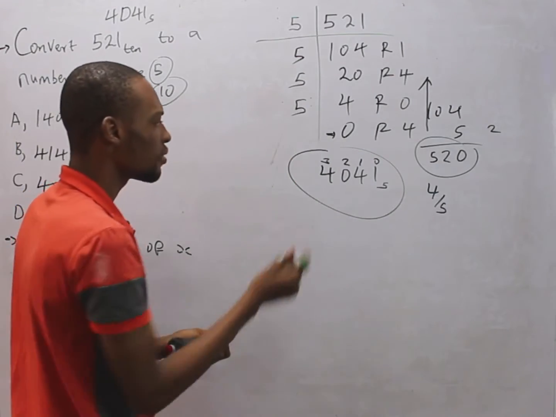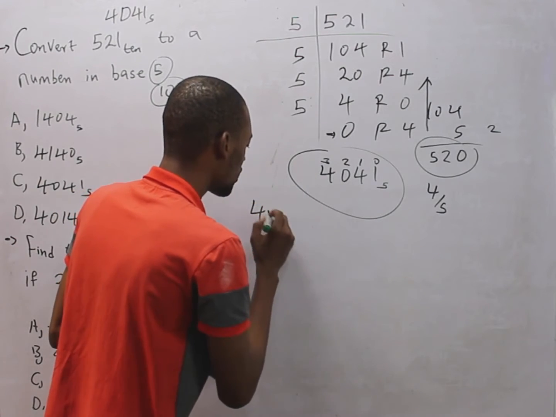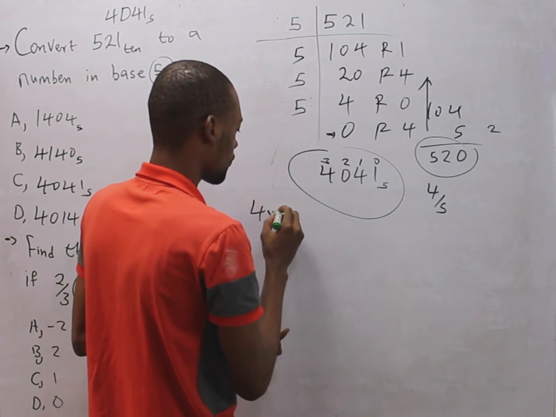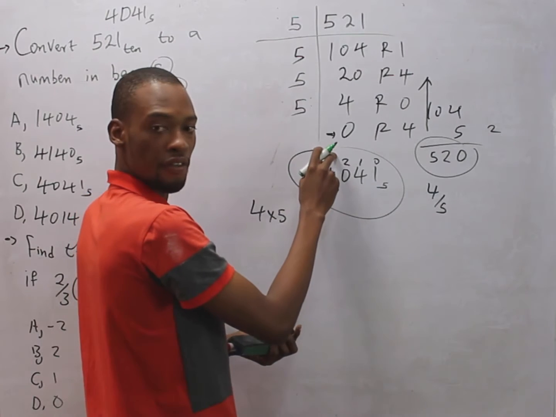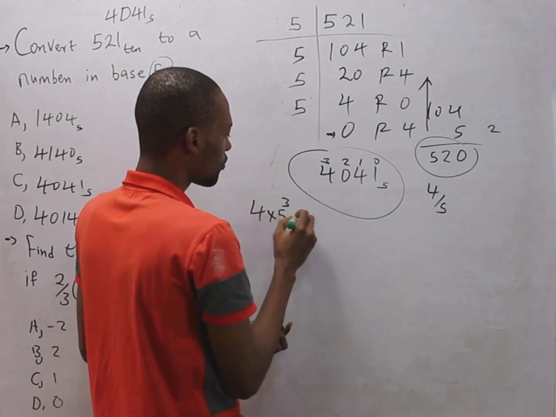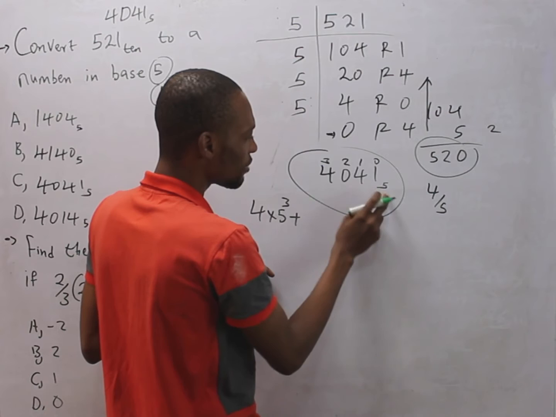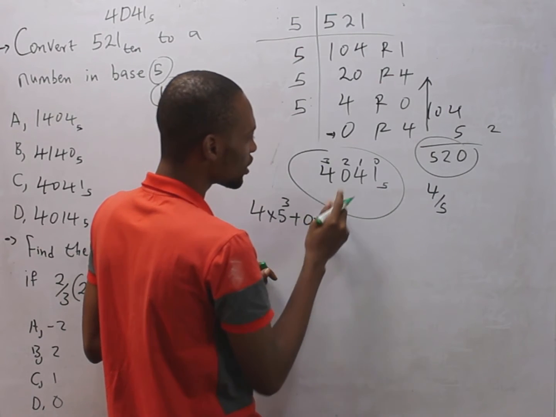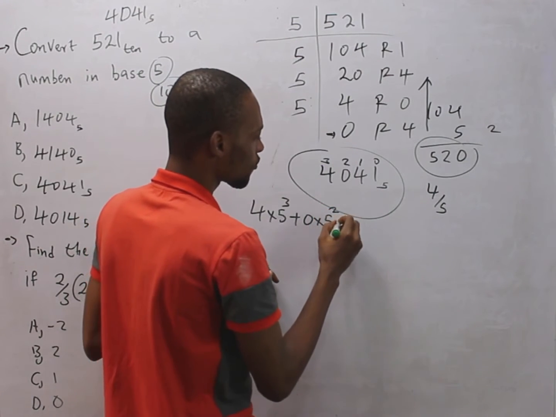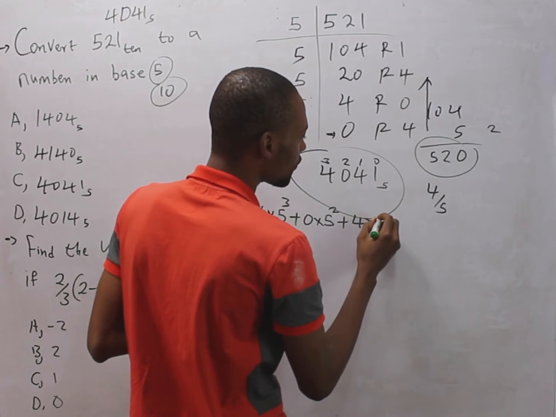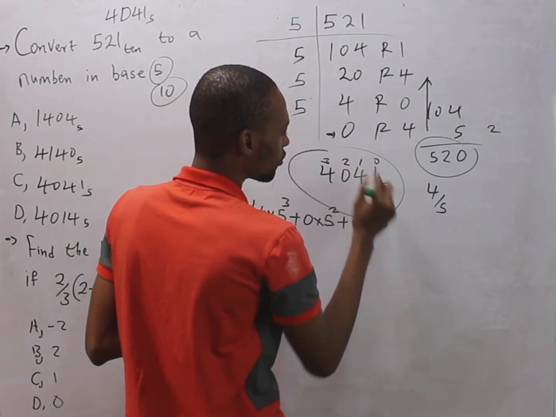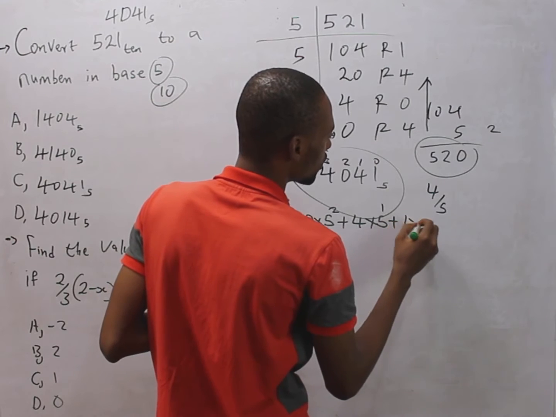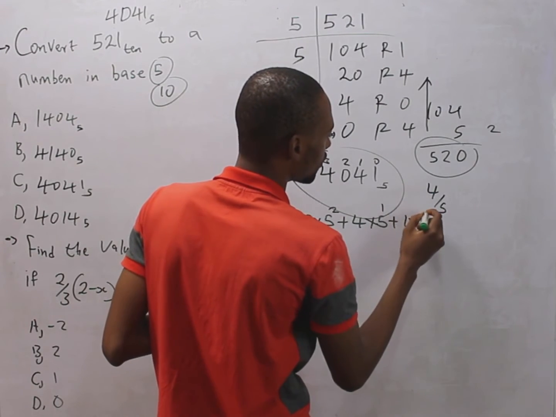After doing this, pick the first one. 4 times the base 5. What is the power of 4? 3. Plus 0 times 5. What is the power of 0? 2. Plus 4 times 5, 1, plus 1 times 5 raised to the power of 0.